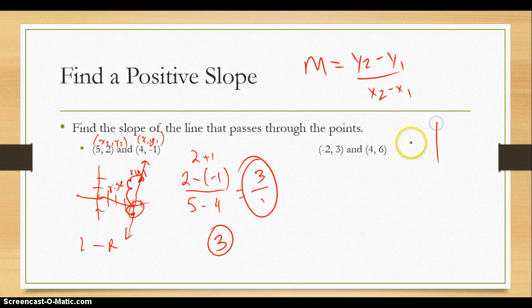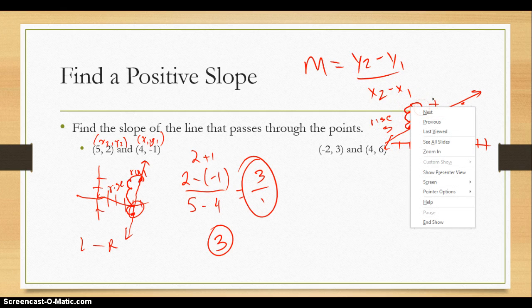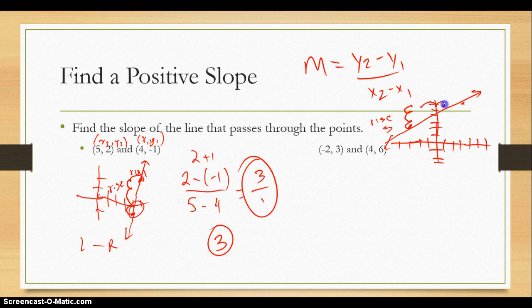So here again, make your graph, kind of visualize it in your mind of where this point is going to be. So -2, 3, 4, 6. Let's think about this. I'm at 3 right now, and I have to get to 6. So 1, 2, 3. So I rise 3. And then I run, I'm at -2, so -1, 0, 1, 2, 3, and 4.